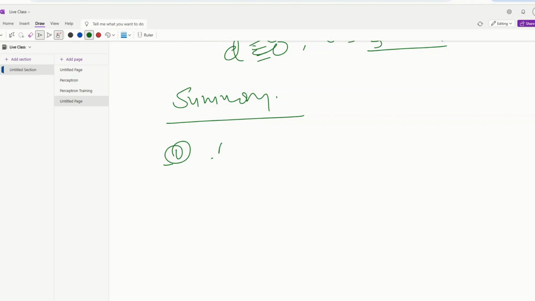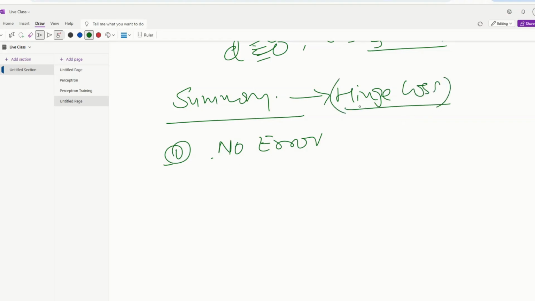if there is no error, this is according to the hinge loss, whatever equation you have seen. Let me summarize what the hinge loss talks about. It tells us that if there's no error, loss is zero. It means I don't need to update my weight and bias. It's okay, let us keep that.